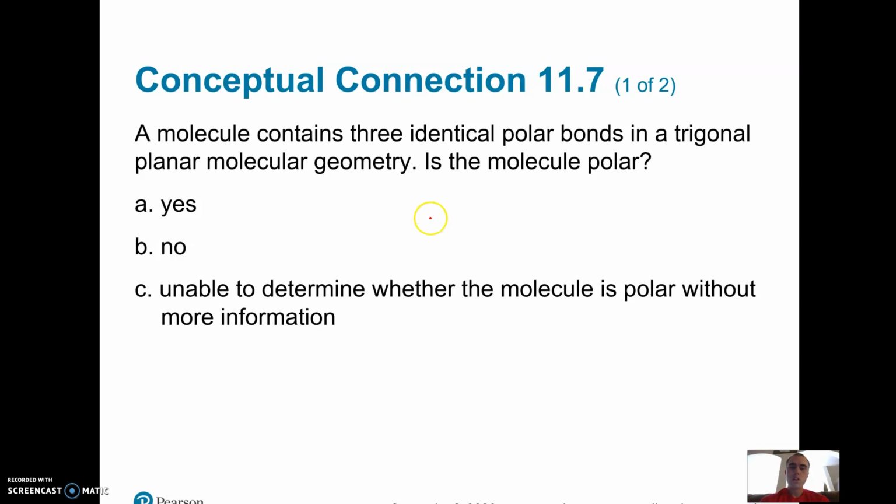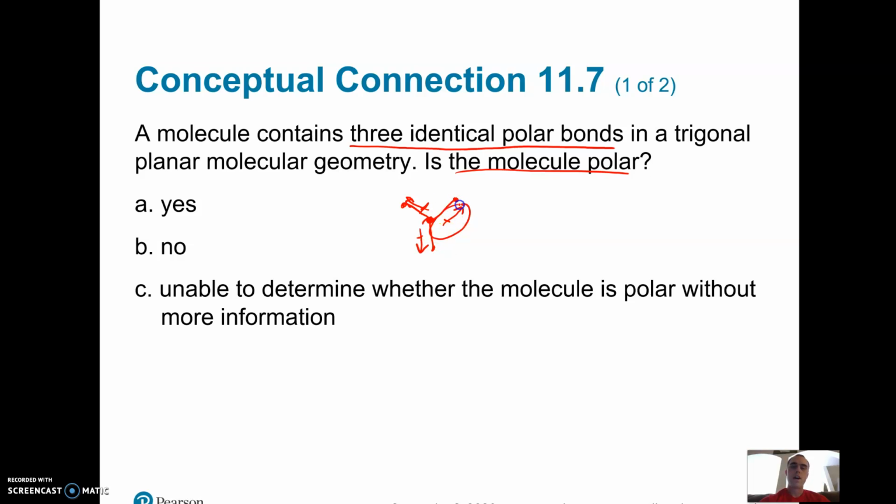So trigonal planar, we have a molecule that looks like this, right? Or in 3 dimensions, a triangular shape all in the same plane, okay? It says that there are 3 identical polar bonds. So this bond has a vector like that, this bond has a vector like that, this bond has a vector like that, okay? Is the molecule polar?